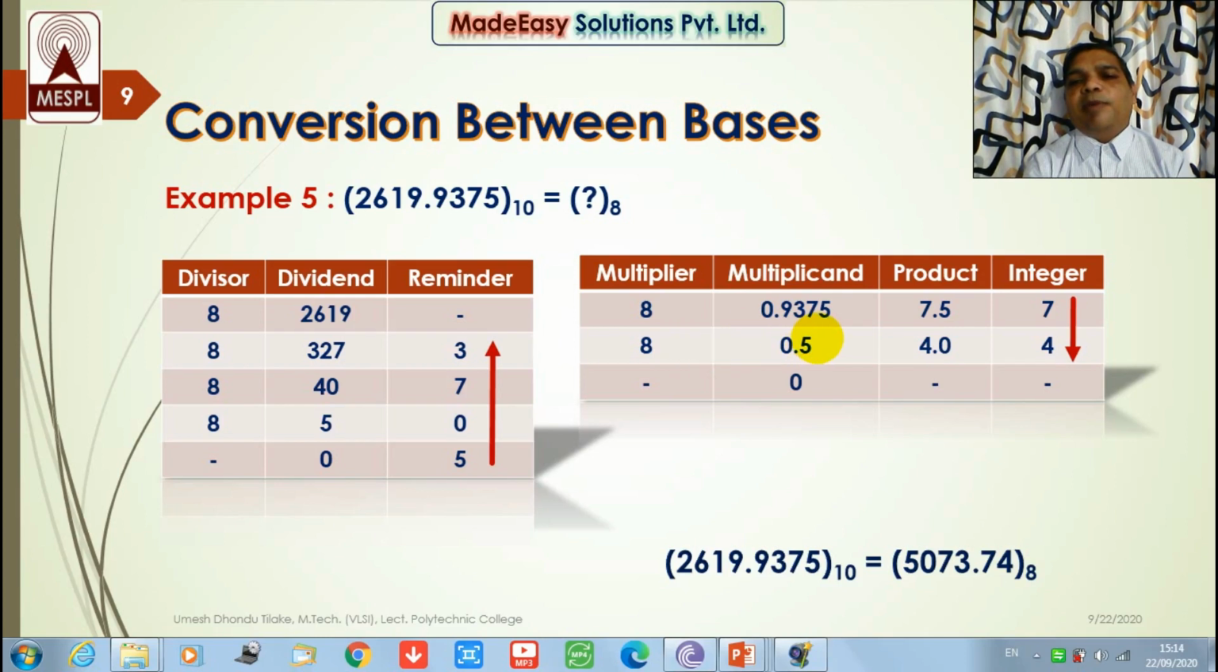So 8 multiplied by 0.5 is equal to 4.0. So here we got 4 as the integer part and 0 as the remaining part. So 0 as a multiplicand over here, so we have to stop over here. Consider this integer in a forward direction.